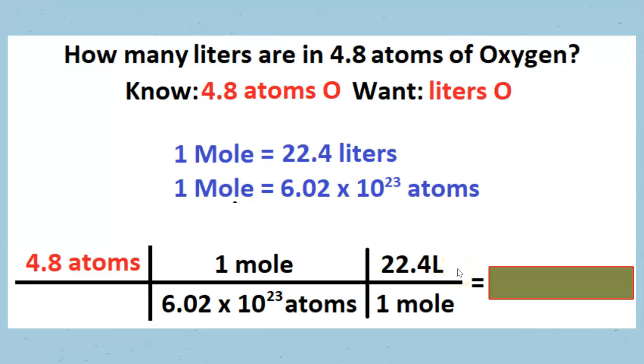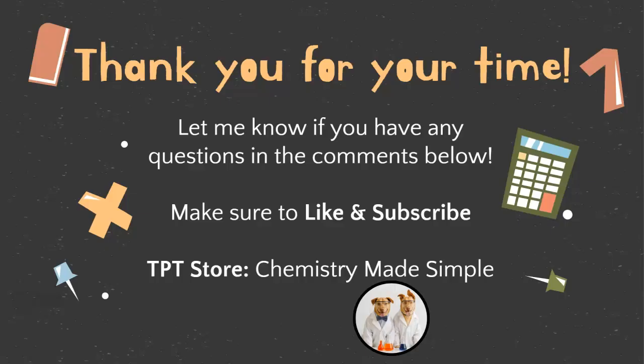Notice how I didn't stop at moles because moles is not what the problem was asking for. It was asking for liters, that's why I took that extra step. Multiply all of the top numbers, divide by your bottom numbers, and we get our total, which is 1.79 times 10 to the negative 22 liters.